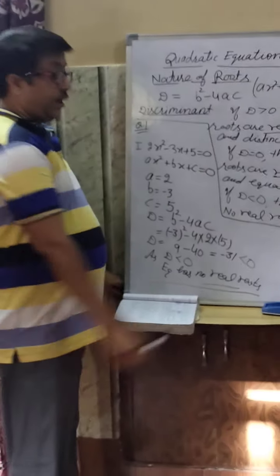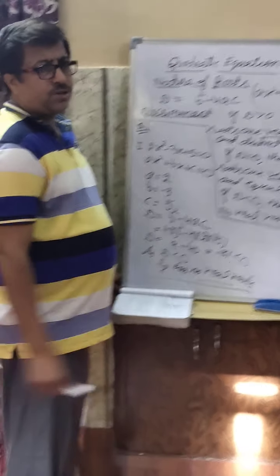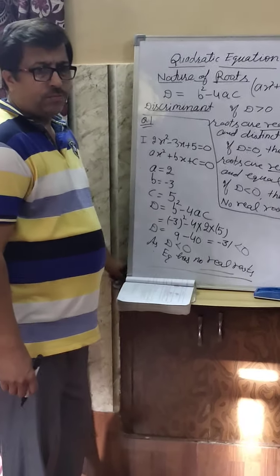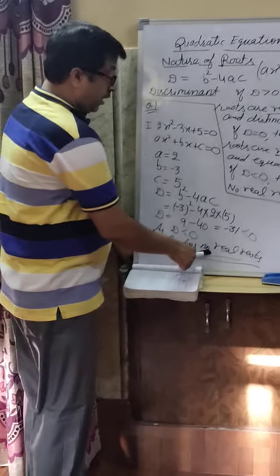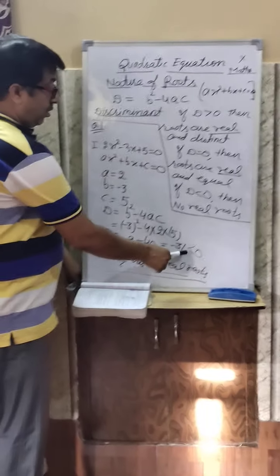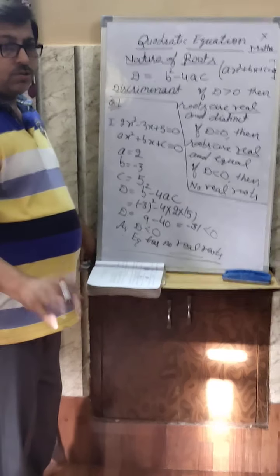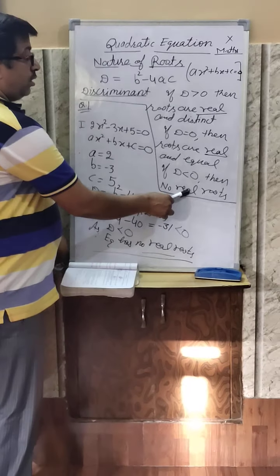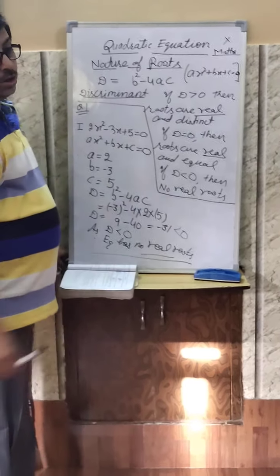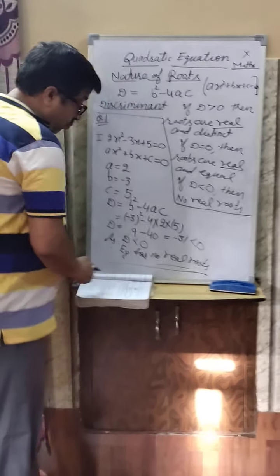Clear this? And we can find out, but in 11th class. If negative, then there are complex numbers. With the help of iota, we can find out. But here in 10th class, up to this, if D negative, less than 0, no real roots. In your 10th class syllabus, only you can find out the real roots. So one more part we are taking.